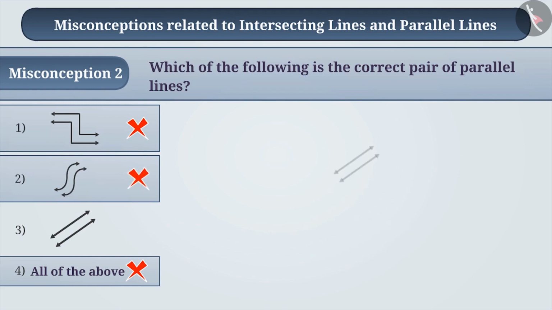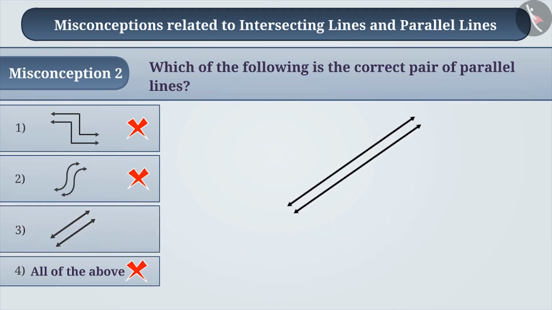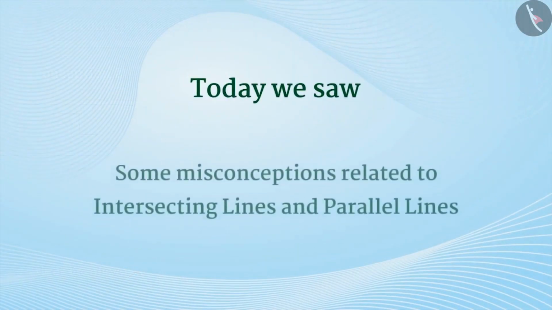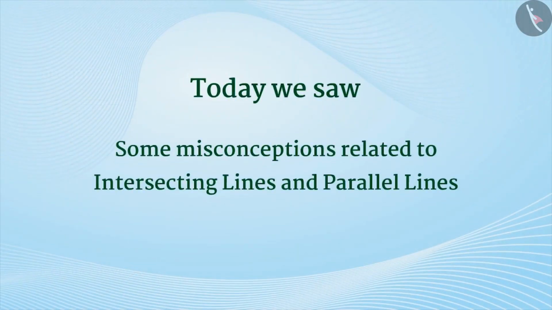The correct understanding is that a line extends in both directions without any turns. Since these lines given in option 3 are not intersecting, these are parallel lines. Hence, only option 3 represents parallel lines. Therefore, options 1, 2, 4 are incorrect and the correct answer is option 3. So today we have seen some misconceptions related to intersecting lines and parallel lines.